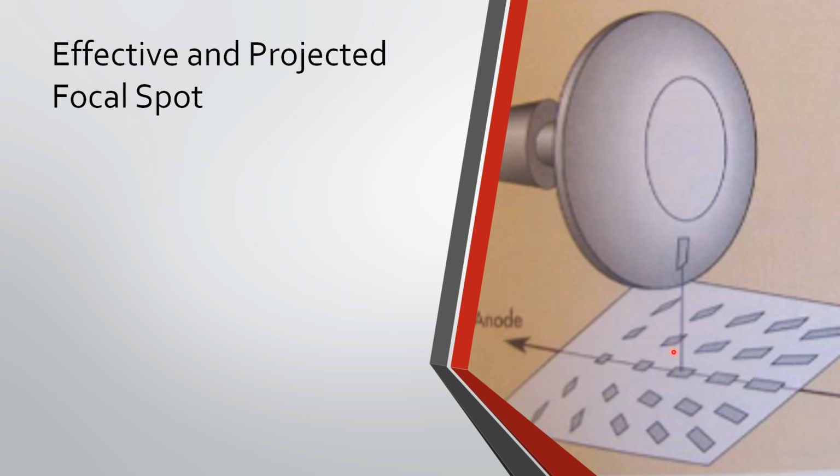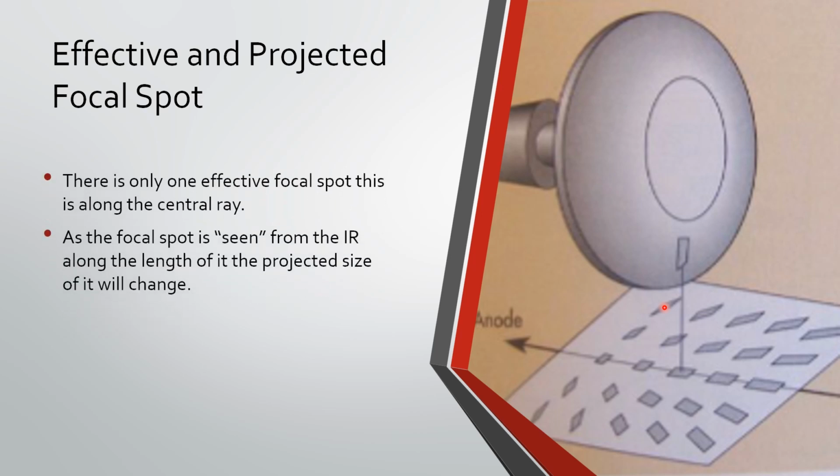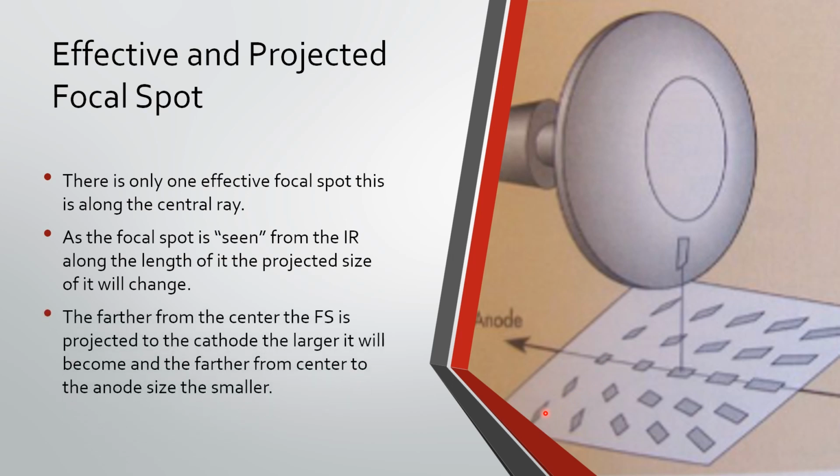The projected is how it's projected across the image, okay, so all these are projected focal spots, and it's projected differently across the image. As we talked about, the effective focal spot is seen from the eye or along the length of it, and the projected size of it will change. As it's seen across, the projected size will change. The farther from the central ray the focal spot is projected, across the field of view, as it's being projected to the cathode, the larger it will become. All right, the larger the focal spot will be projected.